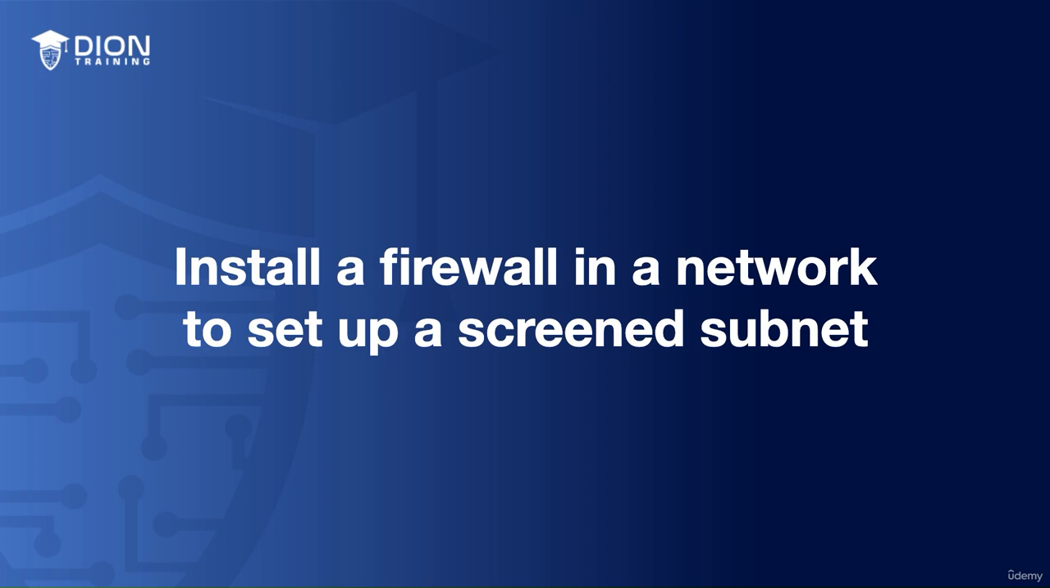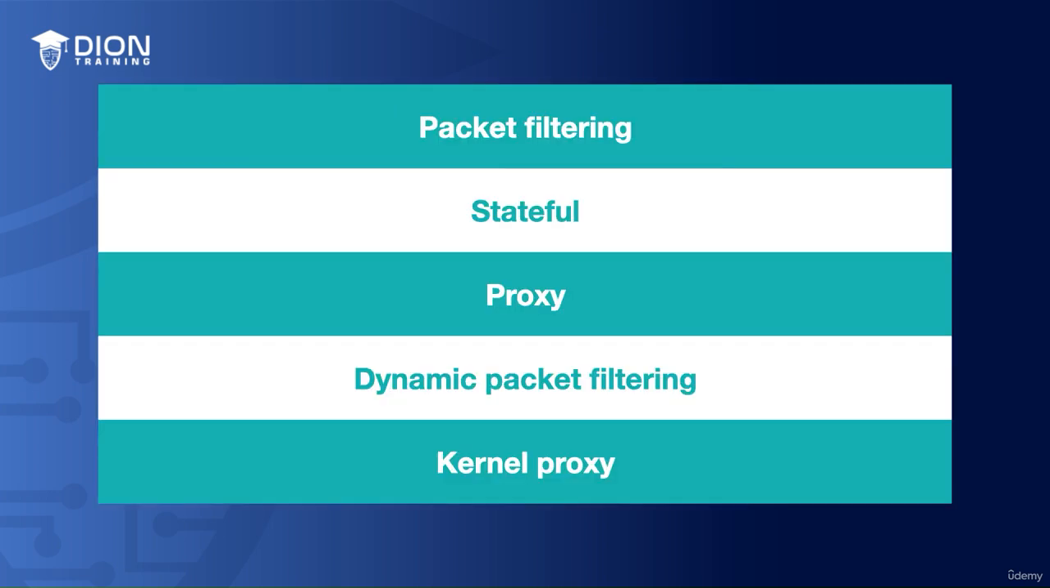There are many different types of firewalls out there, including packet filtering, stateful, proxy, dynamic packet filtering, and kernel proxy firewalls. Each type of firewall is going to focus on either a more or less thorough inspection of your network traffic. As with everything in network security, there's always going to be a performance trade-off based upon how deep of an inspection we want to do.